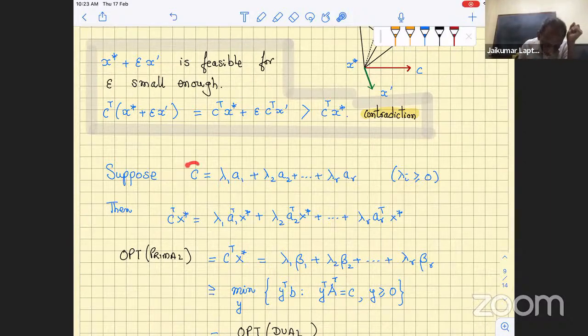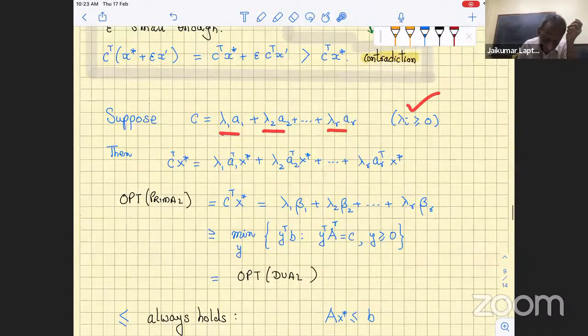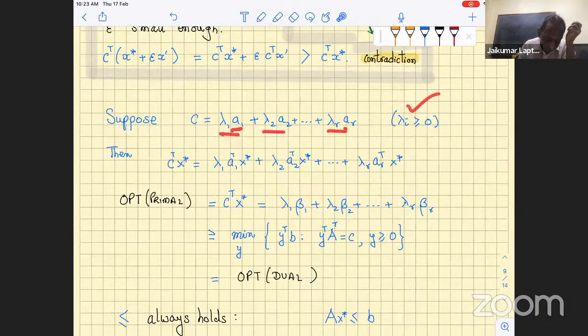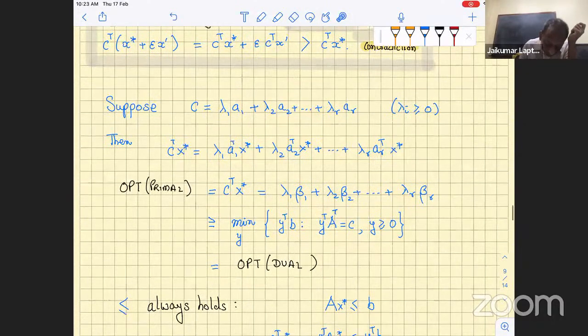Write down this objective vector in terms of the normals. It is in the cone, so we can write it as a non-negative linear combination, a conic combination, of these normal vectors. Now, multiply by x star on both sides. What do we get? These are tight inequalities.